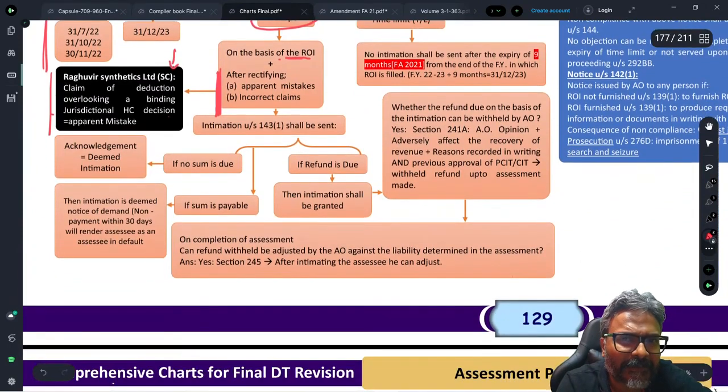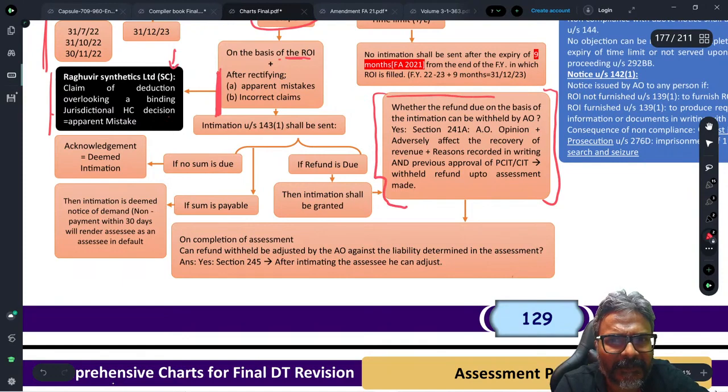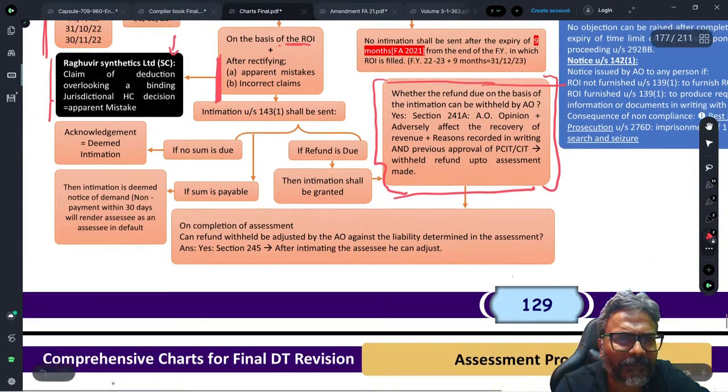And if there is a refund due in this context, can that be withheld? The refund due, if it is arising from an intimation, can that be withheld? And the answer is yes. It can be withheld with the same condition which I have taught to all of you.